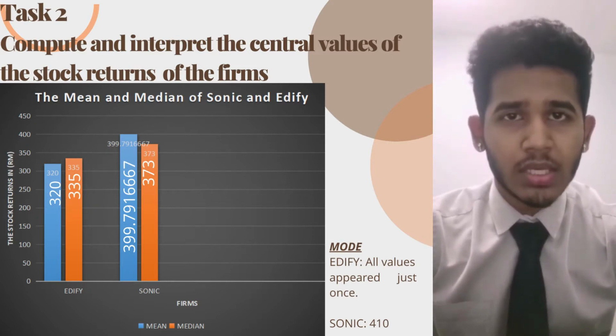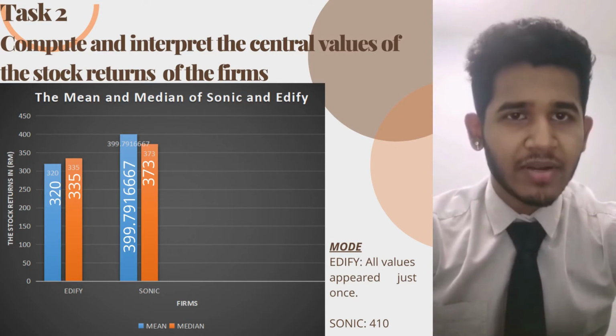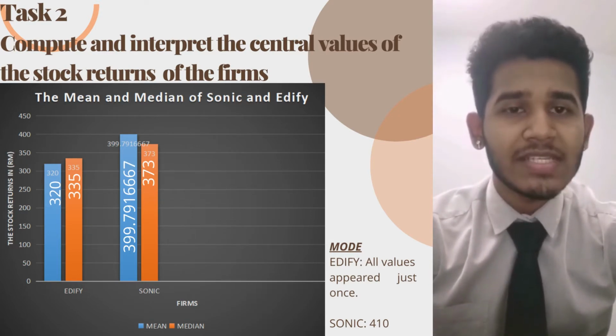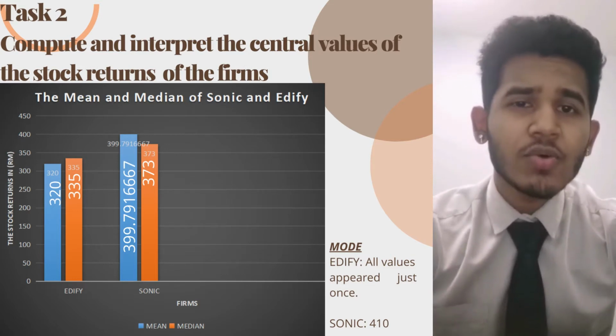Now I'm going to compute and interpret the central values of the stock returns for both firms, which are Edify and Sonic. The vertical axis in the graph represents the stock returns of the firms in Ringgit Malaysia, and the horizontal axis in the graph shows the companies.